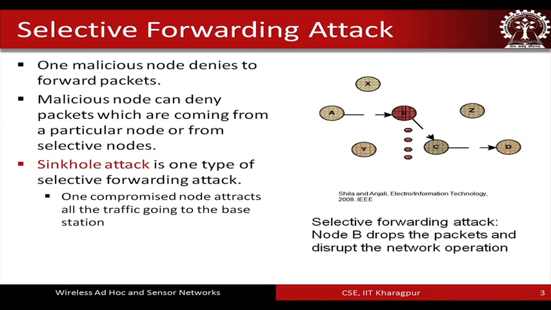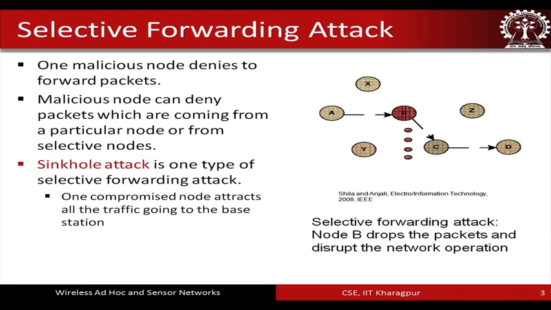Then we have the selective forwarding attack. Let us say that this is the malicious node. This malicious node is going to deny the packets which are coming from a particular node or from selected nodes. So, these packets are going to be dropped. If it is coming from a certain node or a couple of nodes, then selectively that data is going to be dropped.